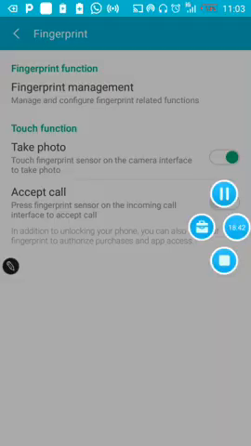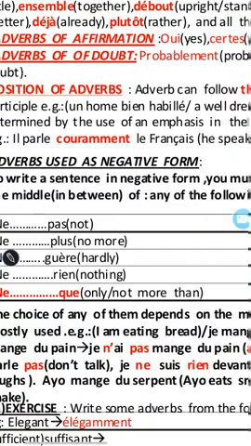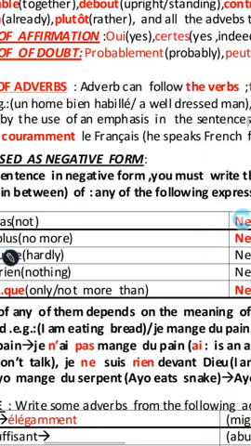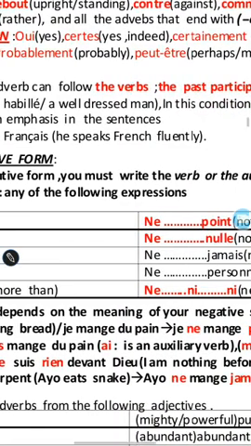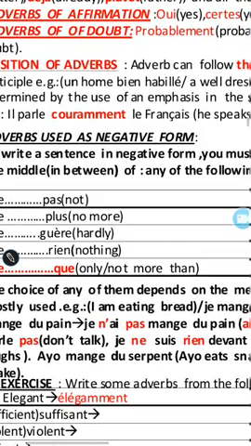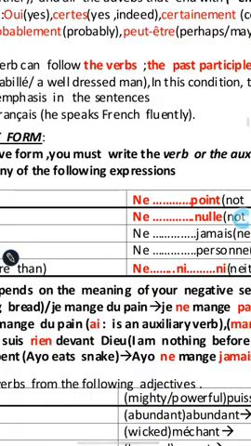Some of them have the same spelling in French and English. Prudent, prudently. Innocent. We saw prudent before. So you write some adverbs out of them. Replace the underlined expression by an adverb. So we will do them.